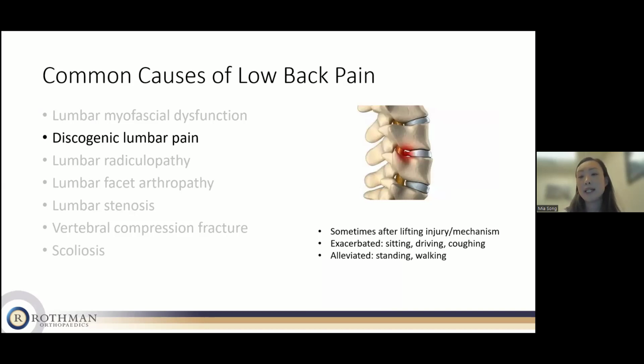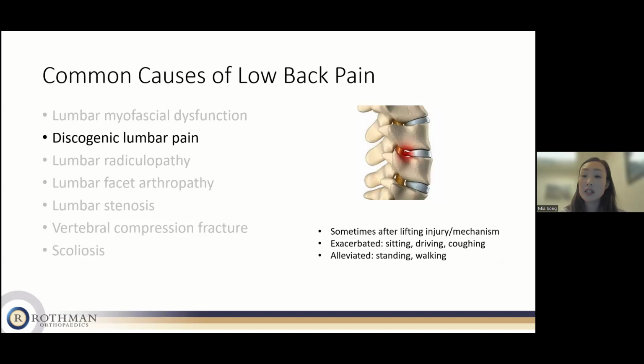Discogenic pain, meaning that the pain is actually coming from the disc itself. The best way, I think, is to go to this picture here. You can see in between the vertebrae, or the bones, you have the little gray discs that cushion in between. And sometimes there can be a disc rupture or a tear in the disc or a disc herniation like the one shown in this picture, and that can be painful itself.